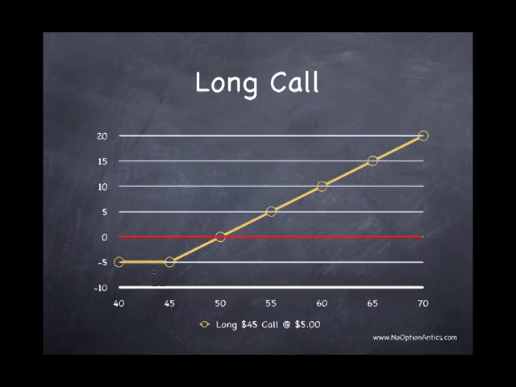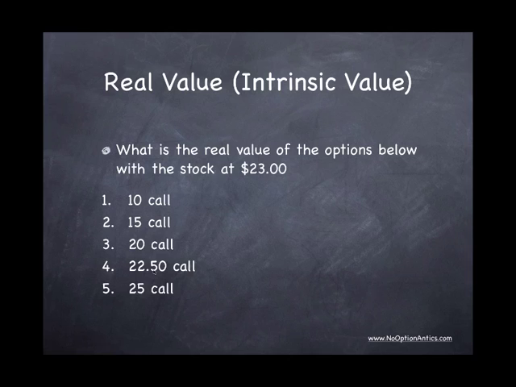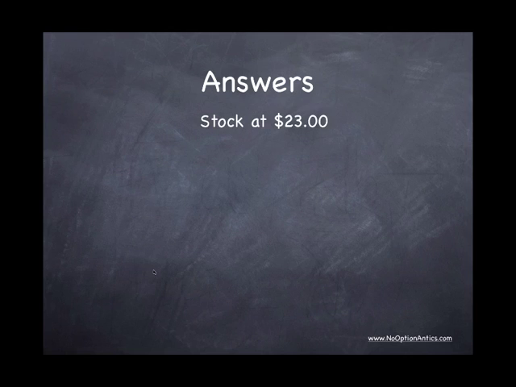Let's talk about real value. Let's talk about how we figure out how an option has real value. So let's look at a stock trading at $23, and I've listed several different call options here. We have a $10 call, $15 call, $20 call, $22.50 call, and a $25 call. And we're going to establish what the real value of each one of these calls is. So let's take a look.